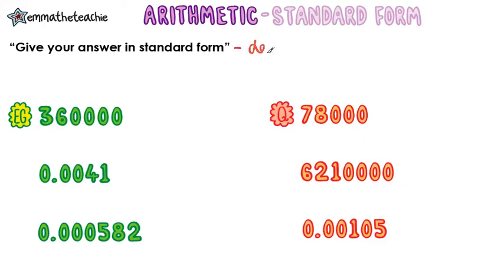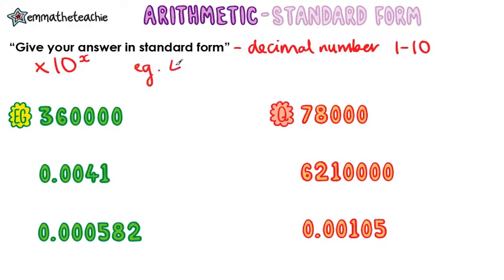Next up is standard form, and this is used to represent really big or really small numbers. It's written as a decimal number, and that decimal number needs to be between 1 and 10, so we can't have anything less than 1, and we can't have anything bigger than 10. And it's then multiplied by 10 to the power of something. We'll use x to just show that it could be anything. So, for example, it could be 4.2 times 10 to the power of 4, or it could be 3.98 times 10 to the power of minus 6.